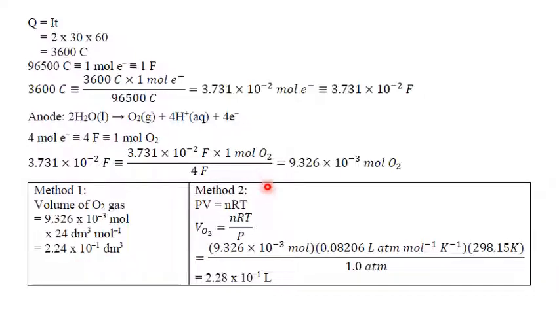You also can use another method, which is PV equal to nRT, and then substitute everything. For PV equal to nRT, you must remember to use the right R constant, 0.0821 liter atm per mole per Kelvin. And make sure to convert the temperature to Kelvin. So among these two, I prefer you use method 1.